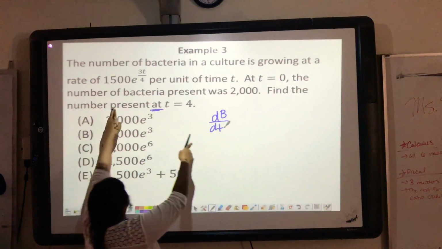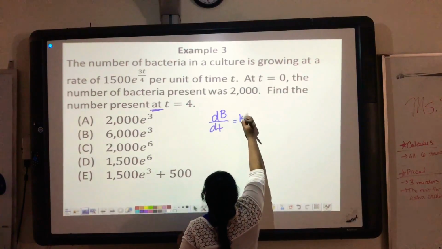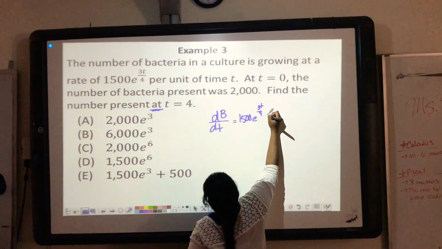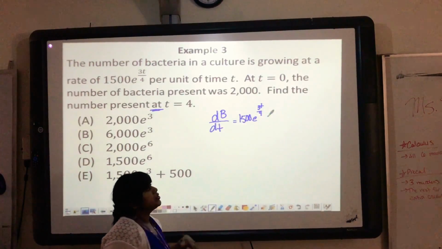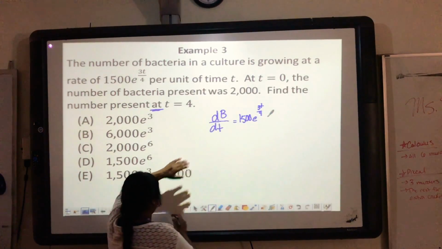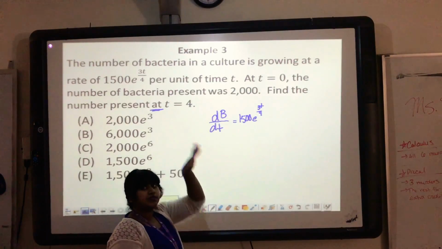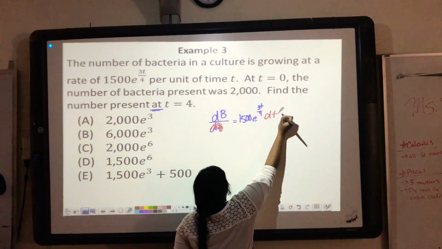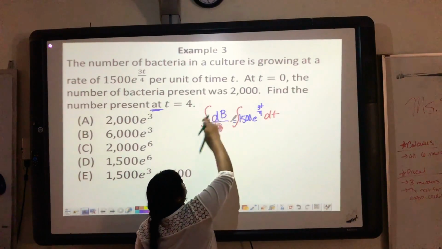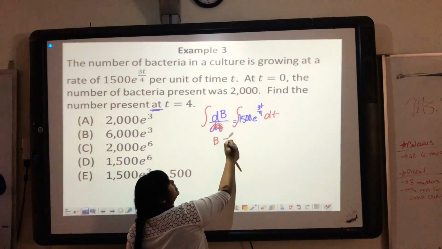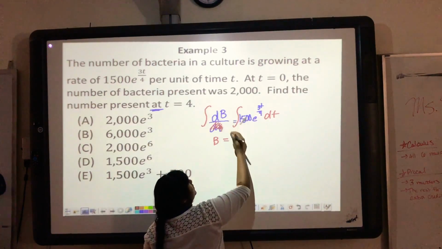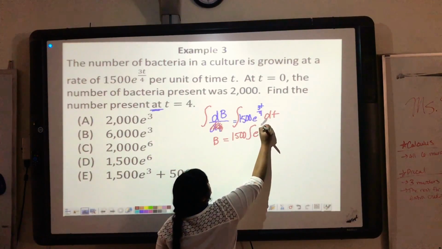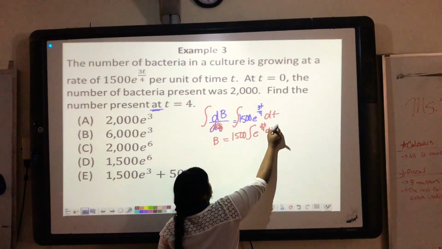And we know that it's going to be equal to this formula right here, 1500 e to the 3t over 4. Okay, and so what we can do is separate that variable. That one's pretty easy. Usually in these kinds of setups, it's really easy. All we have to do is drag my dt over, and then I integrate. Well, the integral here is just going to be my bacteria is going to be equal to my 1500 comes out times the integral of e to the 3t over 4 dt.